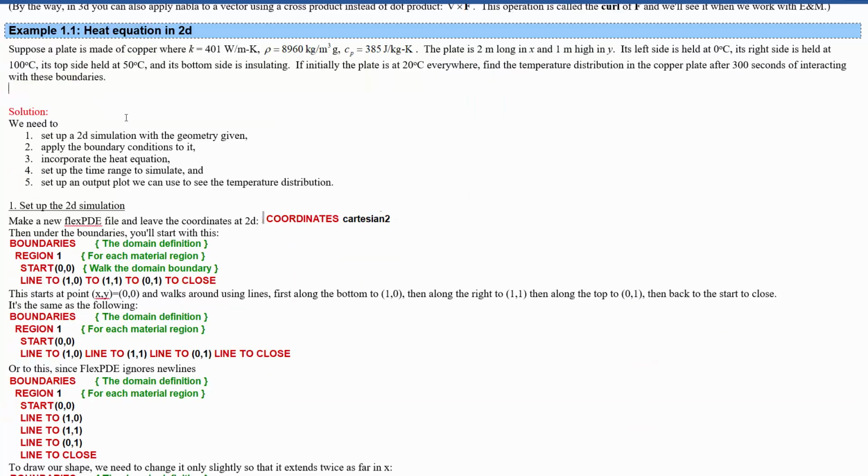All right, example 1.1, heat equation in 2D. Suppose a plate is made of copper where the conductivity is 401 watts per meter Kelvin. The density is 8960 kilograms per cubic meter, and the specific heat capacity is 385 joules per kilogram Kelvin. The plate is 2 meters long in X and 1 meter high in Y, so we're going to do a two-dimensional version of the heat equation. Its left side is held at 0 degrees C, its right side is held at 100, its top side is held at 50, and its bottom side is insulating. If initially the plate is at 20 degrees C everywhere, find the temperature distribution in the copper plate after 300 seconds of interacting with these boundaries.